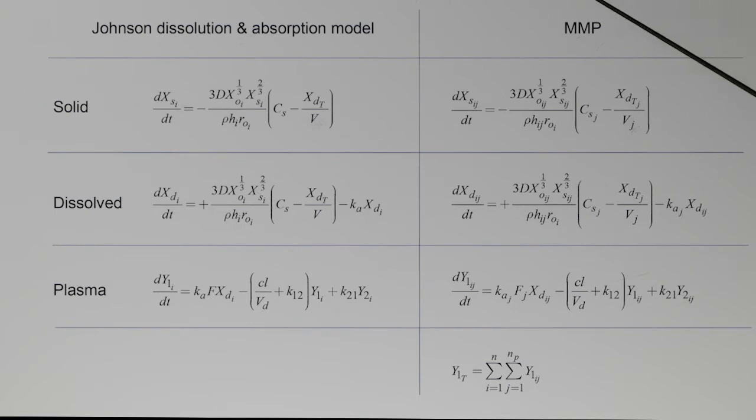Now, because you have multiple moving plugs, when you sum up the total amount of mass that reaches the systemic circulation unchanged, you have to consider contributions over all the plugs, and you also have to sum it over all the particle size groups.